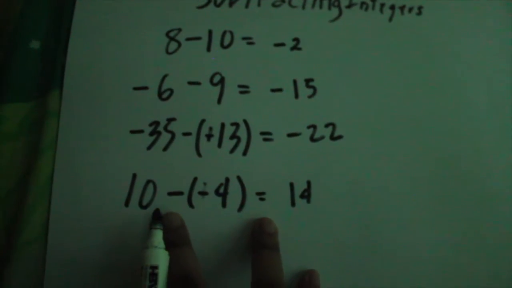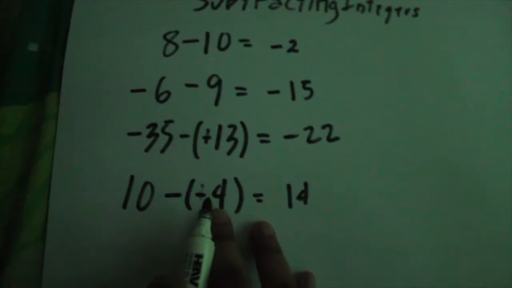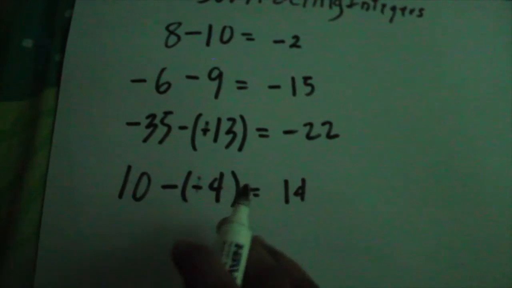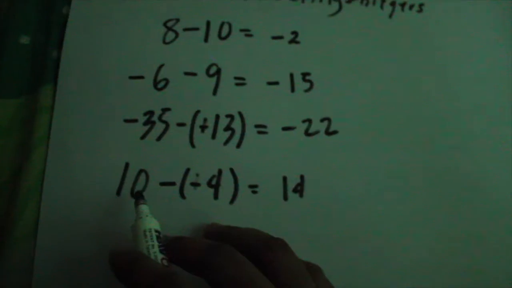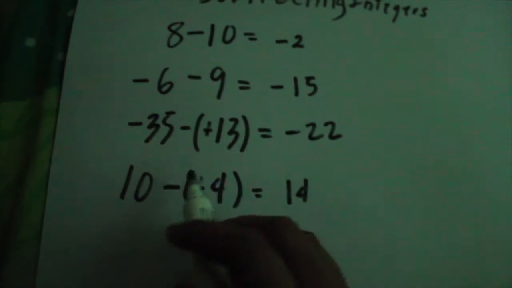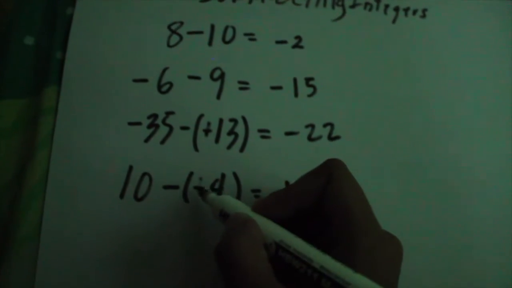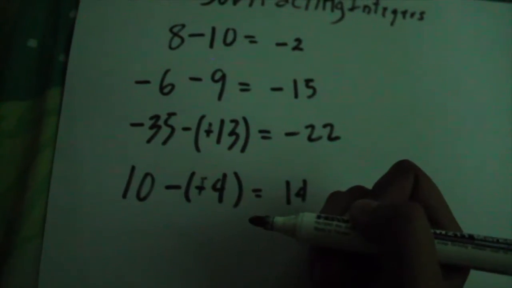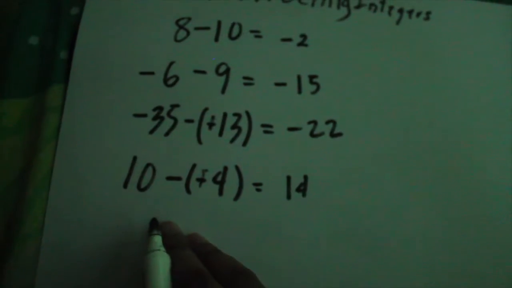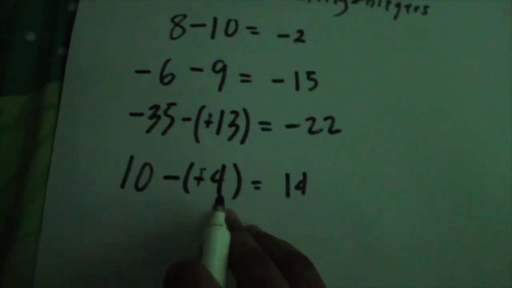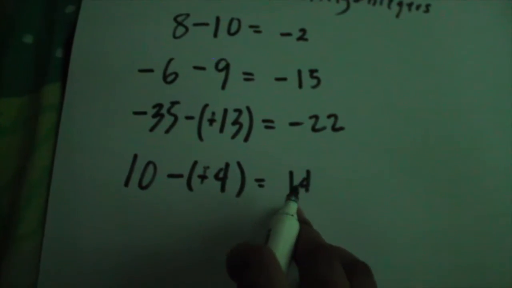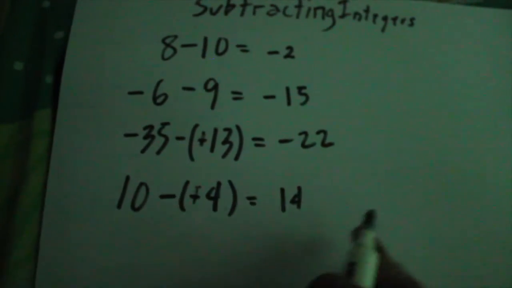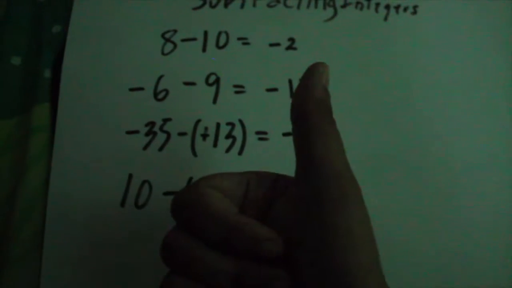In this given, positive 10 minus negative 4 equals 14. Why 14? Because we change the sign of negative 4 into positive 4. So 10 plus 4 equals 14. And that's how subtracting of integers is done.